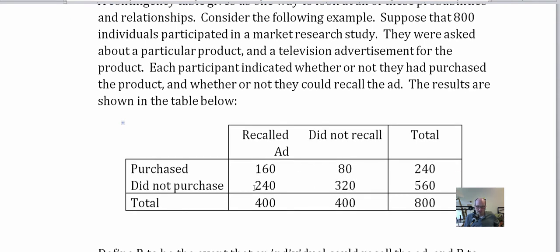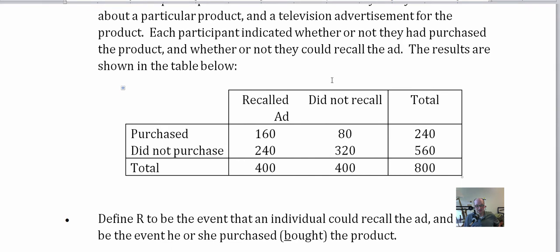And then in the middle here, what are these? In the middle we have purchased and recalled the ad. There are 160 people who both purchased it and recalled the ad. Of the 240 people who purchased, 80 don't recall the ad. Of the 560 people who did not purchase, 240 did recall the ad, and 320 did not recall the ad. So that's it. This is a contingency table.